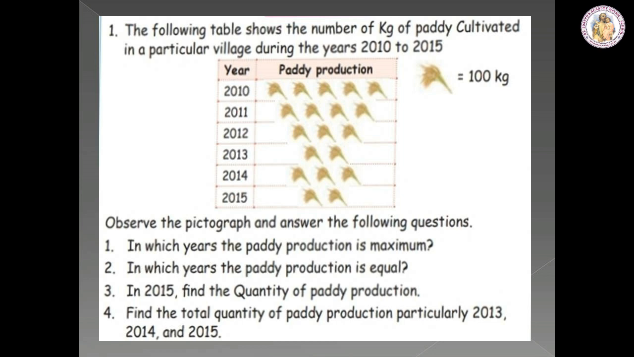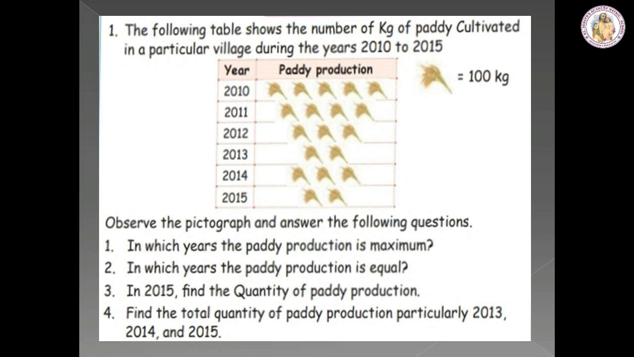First one, in which year is the paddy production maximum? Which is the highest number? 2010. Because how many kgs are there? It's totally 500 kgs.